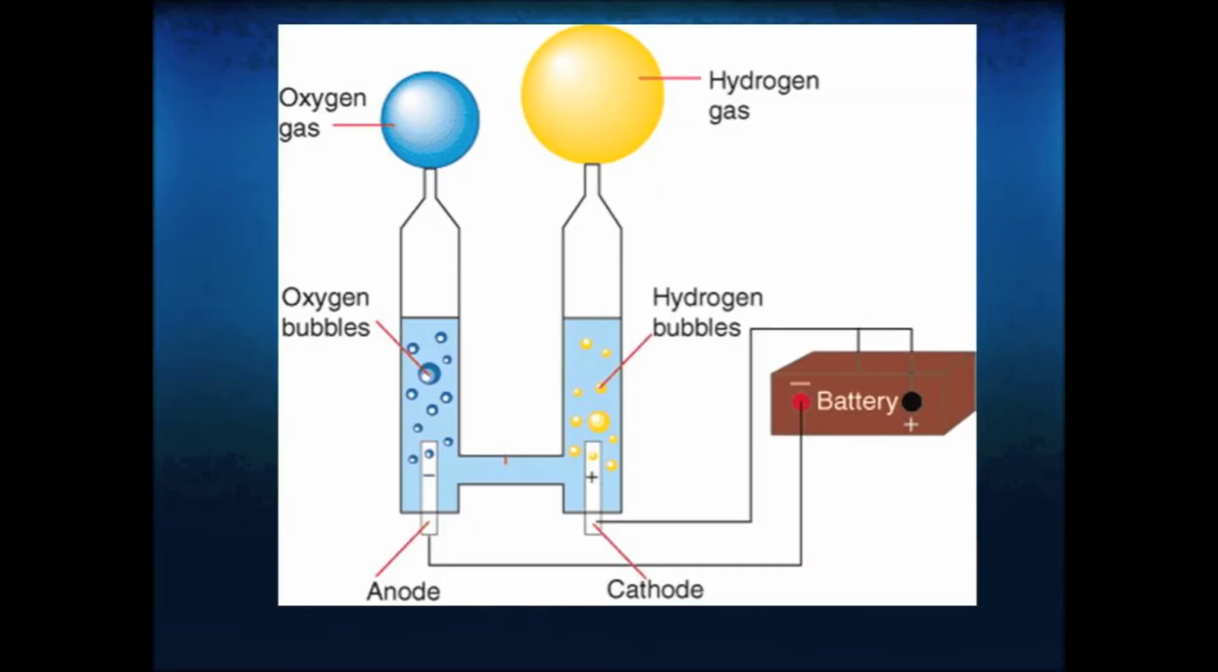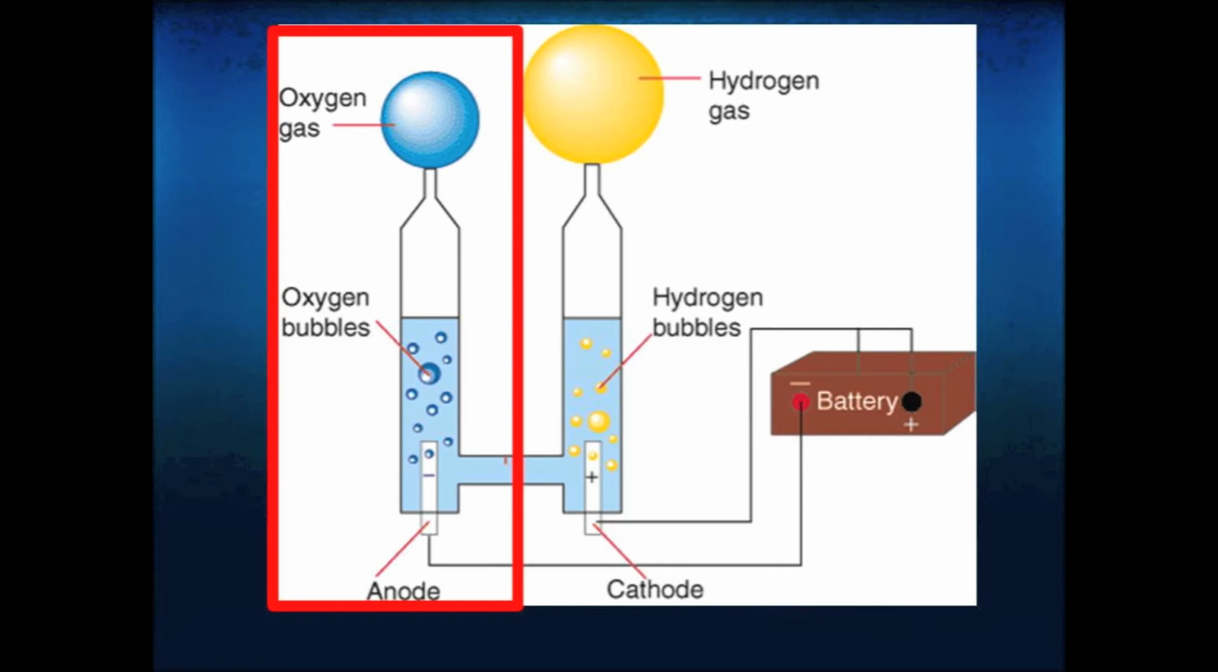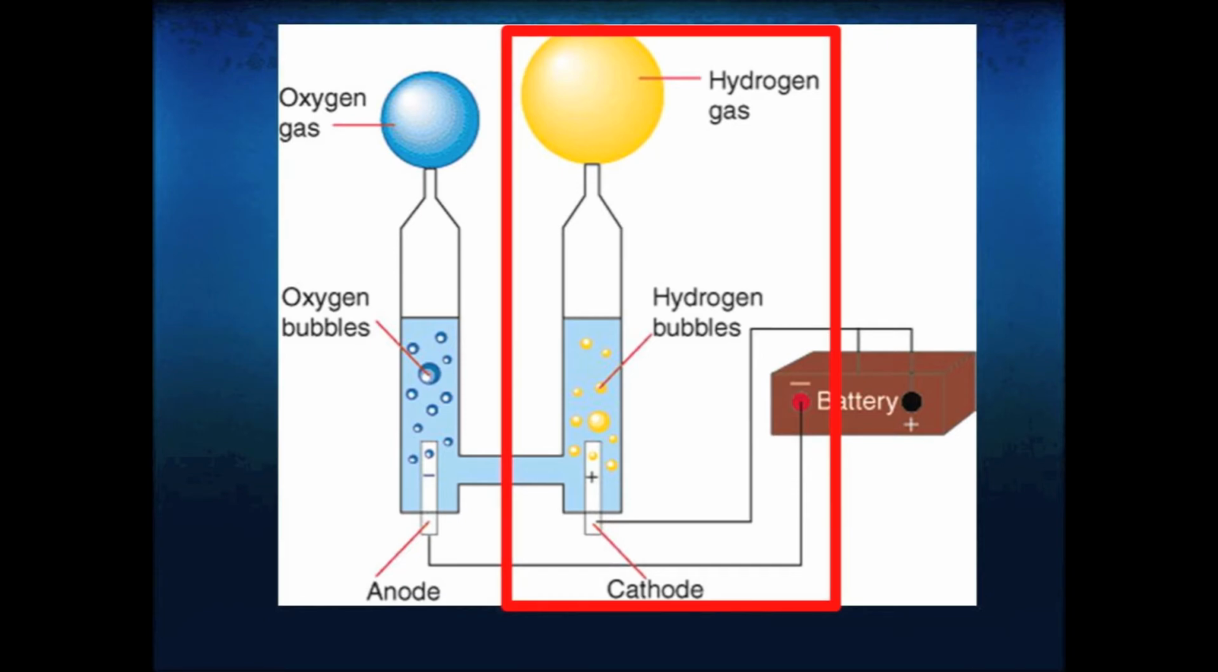Our first reaction in our demo is an electrolysis reaction. Here is a simple diagram depicting it. Here is the anode of this cell. As you can see, oxygen gas is produced here. Here's the cathode of the cell. As you can see, hydrogen gas is produced here.